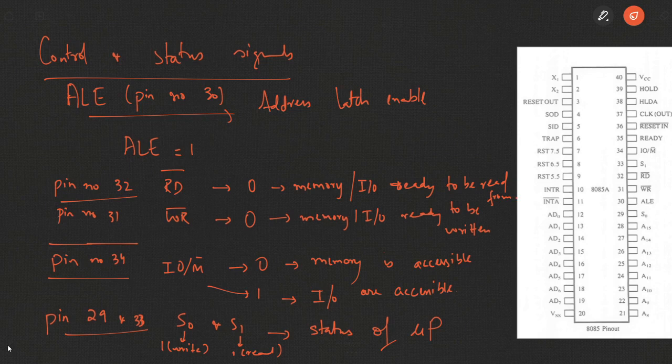And AD0 to AD7, pins 12 to 19, are used to carry both address as well as data. They'll be using these lines on a time sharing basis, in the multiplex mode, and that time sharing will be decided by the microprocessor. Pins 20 and 40 are the power supply to the microprocessor. Pins 21 to 28 are exclusively meant for carrying the address bus.